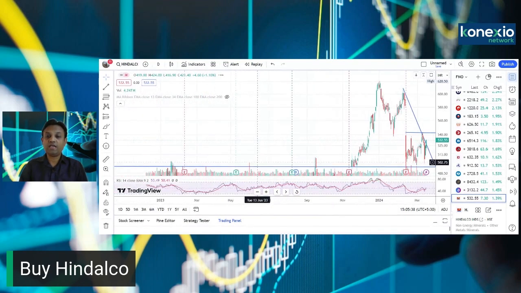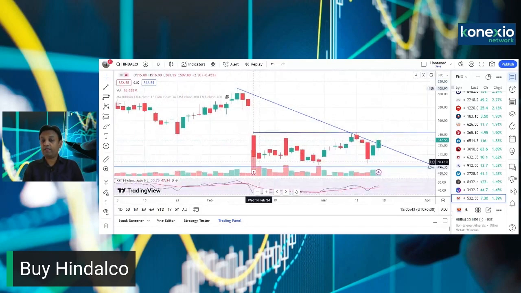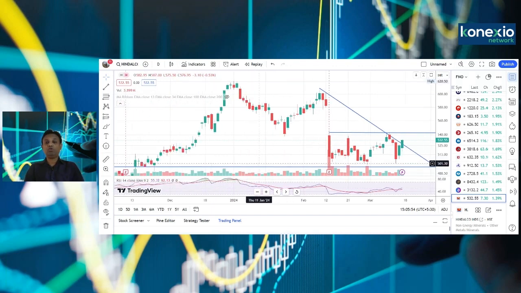After that, the stock has not seen any kind of follow-up selling. In fact, multiple times the stock has seen a bounce back from the level of 500, and you can clearly see on Friday also the stock has managed to close positively. So the stock might give a decisive trend on the upside in the coming months. This stock is looking good at this juncture.